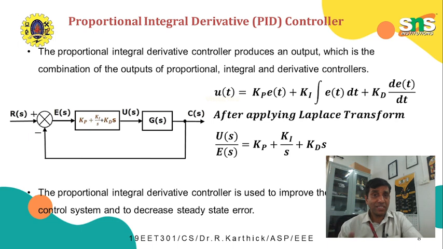These controllers can be realized using op-amp circuits, which is the practical application of the PID controllers. And Kp, Ki and Kd, that is the proportional gain, integral gain and derivative gain, can always be tuned using special techniques, which we will be discussing later in this lecture series.